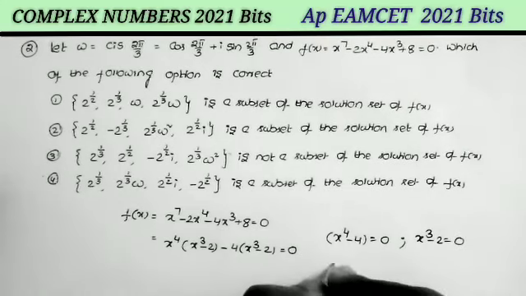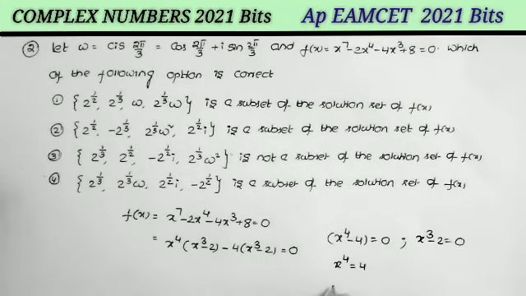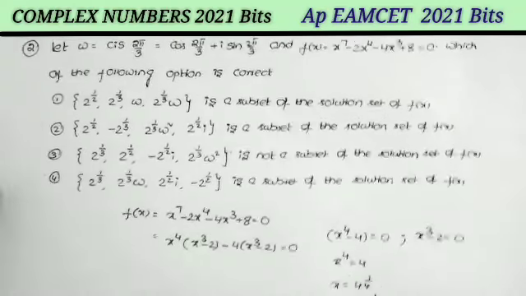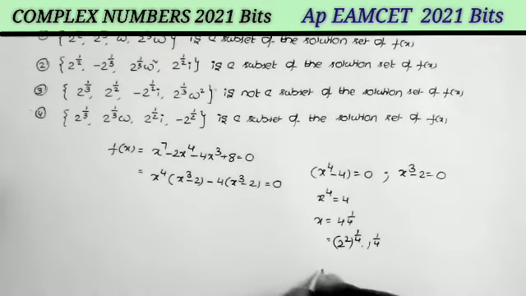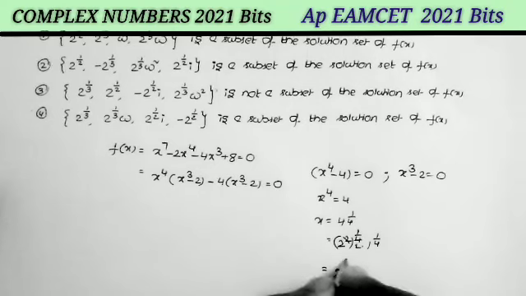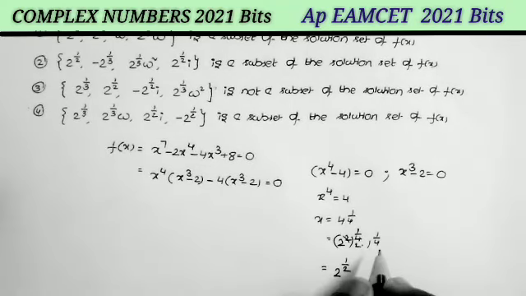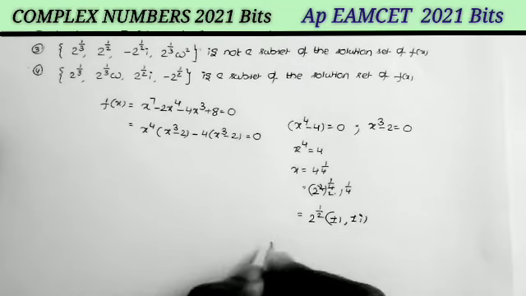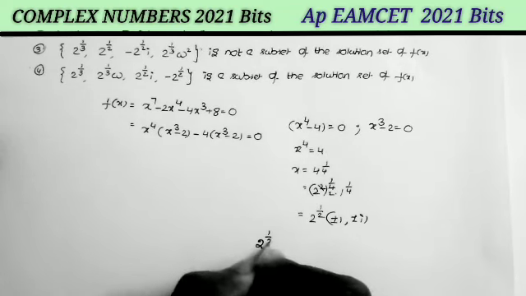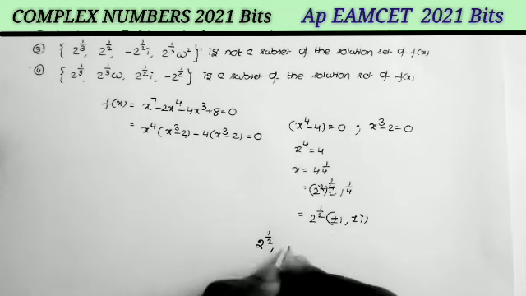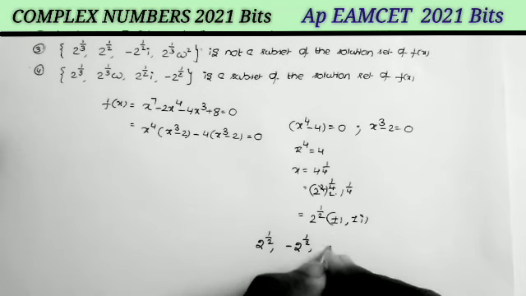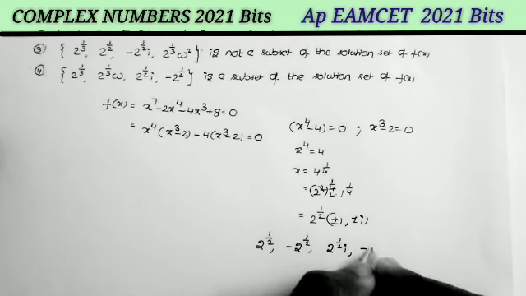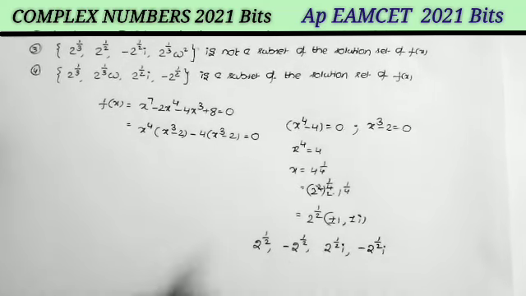So x power 4 is equal to 4, then x is equal to 4 power 1 by 4, which is 2 squared power 1 by 4 into 1 power 1 by 4. Now 1 power 1 by 4 is the 4th roots of unity, so this becomes 2 power 1 by 2 into 1 power 1 by 4. The 4th roots of unity are nothing but plus or minus 1, plus or minus i. So in this case the solution set is 2 power 1 by 2 into 1, 2 power 1 by 2 into minus 1, 2 power 1 by 2 into i, and the last value minus 2 power 1 by 2 into i. So these are the solutions of the first equation.